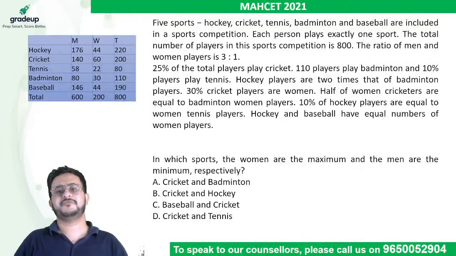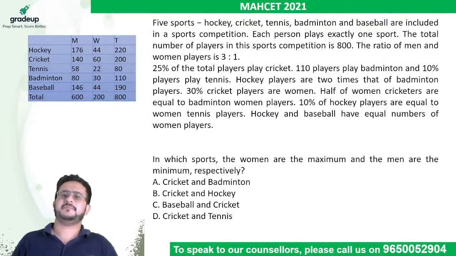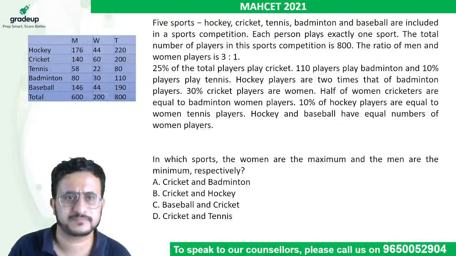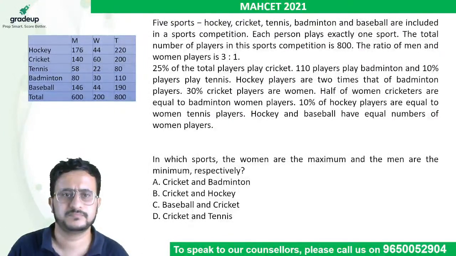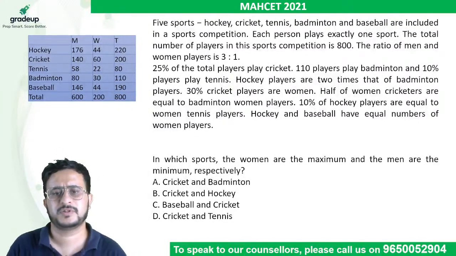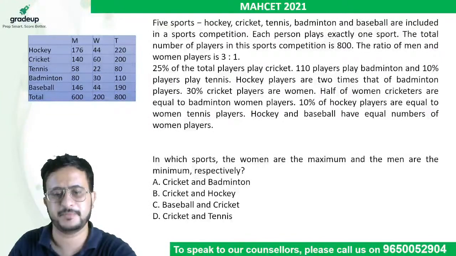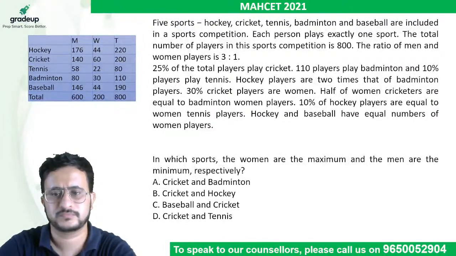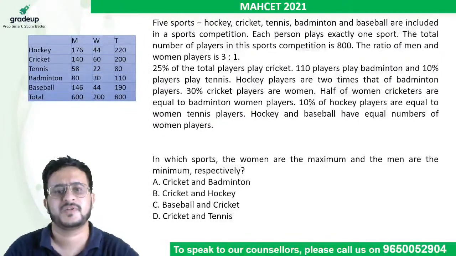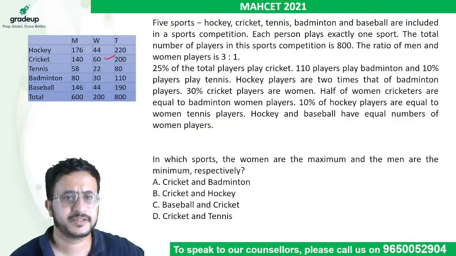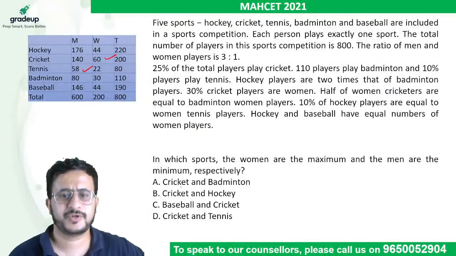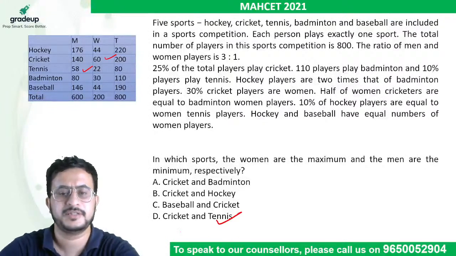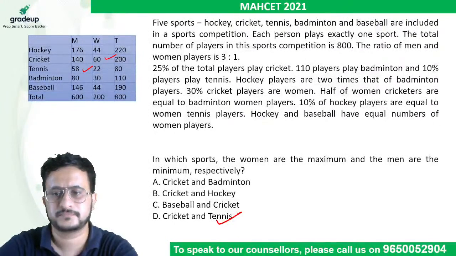In which sports are the women the maximum and the men the minimum respectively? Women are the maximum and men are the minimum. Women maximum in cricket, men minimum in tennis. So cricket and tennis. That is option D. Okay.